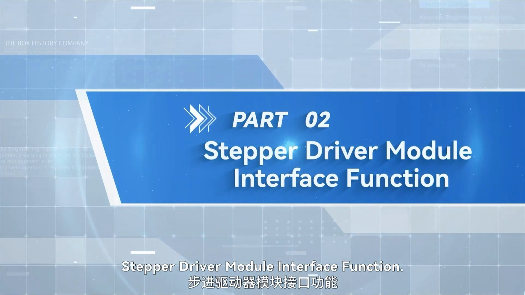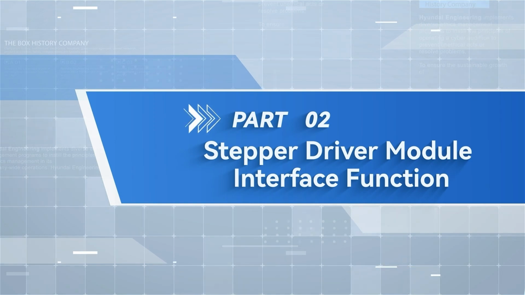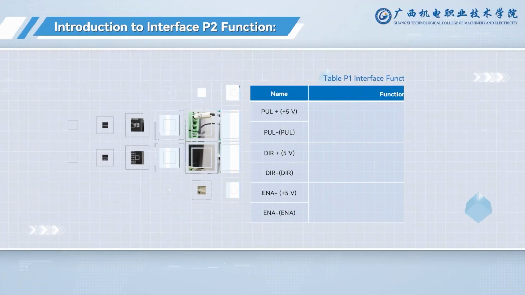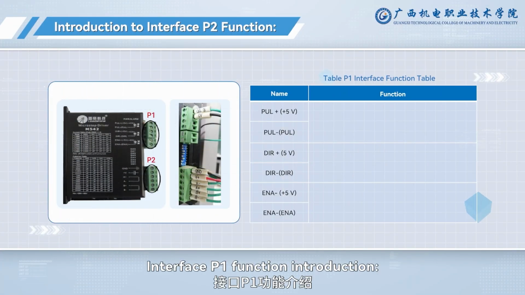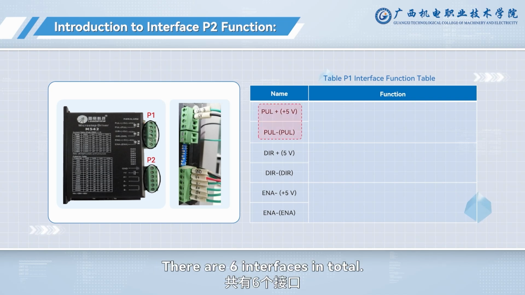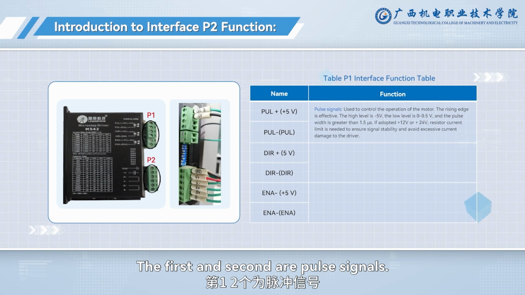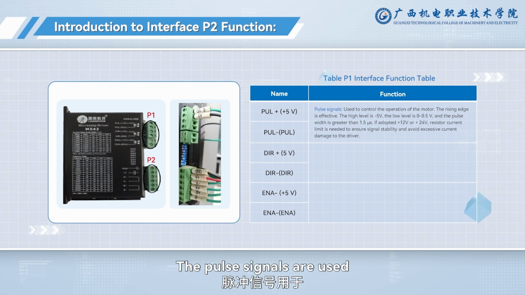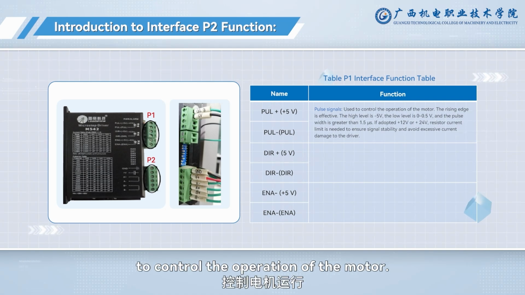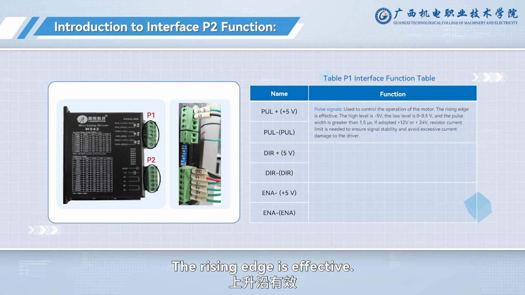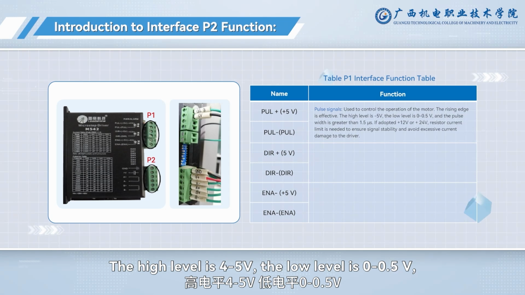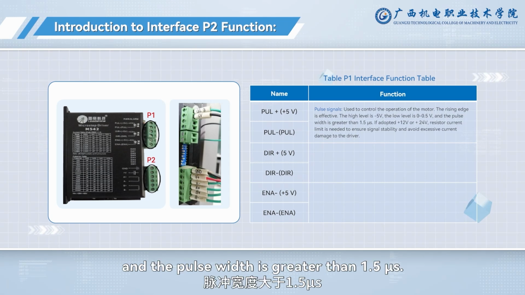Stepper driver module interface function. Interface P1 function introduction. There are 6 interfaces in total. The first and second are pulse signals. The pulse signals are used to control the operation of the motor. The rising edge is effective. The high level is 4 to 5 volts, the low level is 0 to 0.5 volts, and the pulse width is greater than 1.5 microseconds.